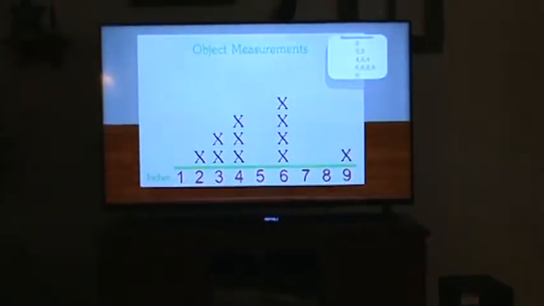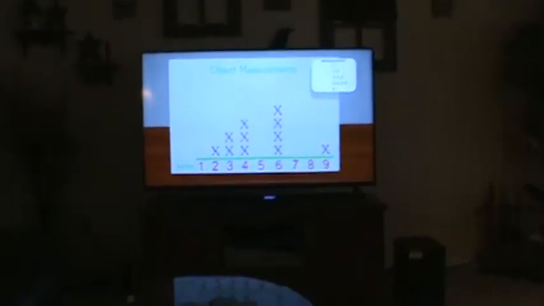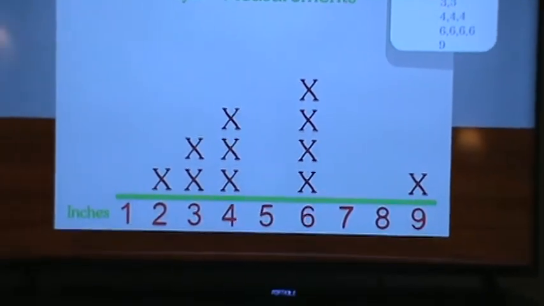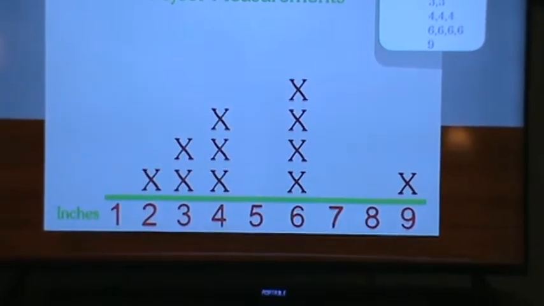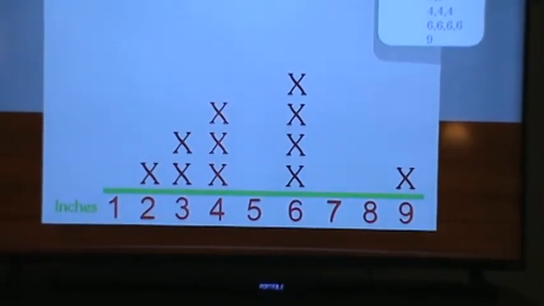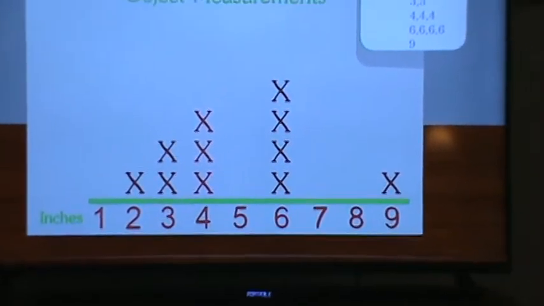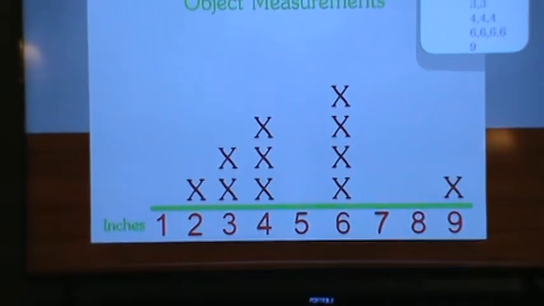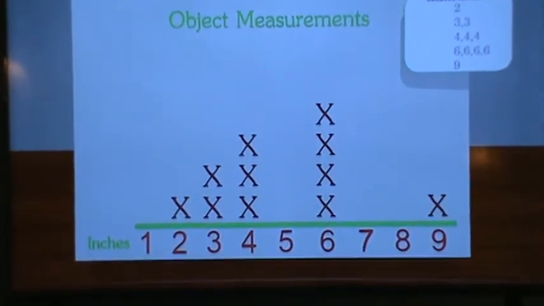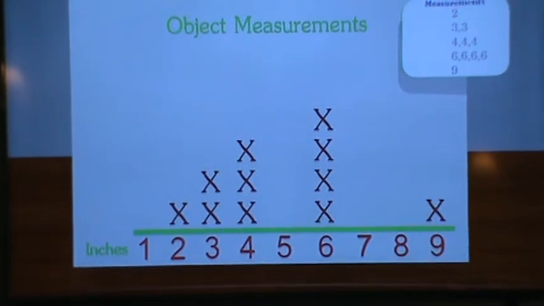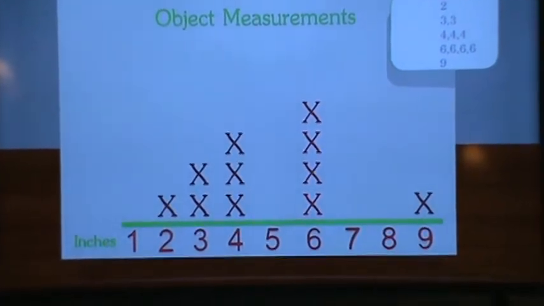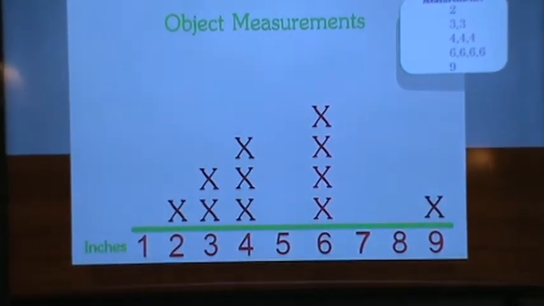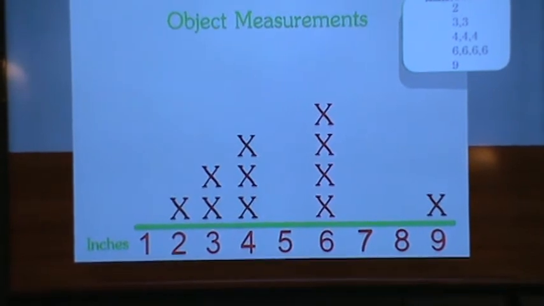This is awesome, guys. We just made a line plot that shows the measurements of the objects that I have. When we see a mark above a number, it tells us how many times that number occurs. For example, above the 4 we see 3 X's, which means there were 3 objects that measured 4 inches long. With this information, can you tell me how many objects we had that measured 6 inches long? You guys know. Great job! We had 4 items and we can see that in this line plot. We look at the 6 and above the number we see 4 X's, which represent the 4 items that measured 6 inches.